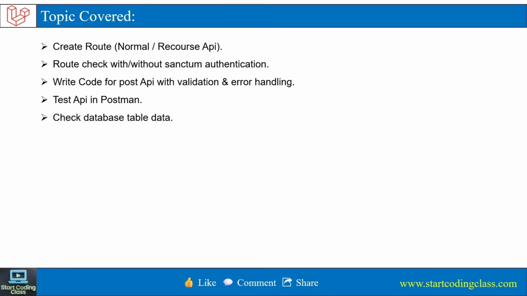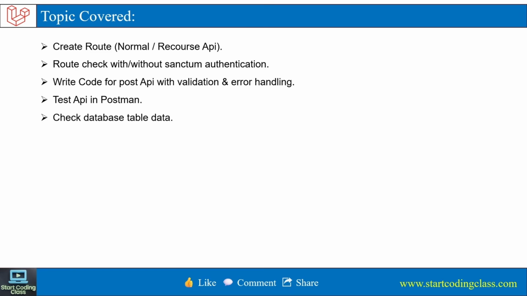So by the end of this video, you will know how to create a route. We will create a normal route and resource API route also, and check the route with and without Sanctum Authentication. Okay, and write code for POST API with validation and error handling. Then we are going to Postman and we will test the API, and after that we will check in the database whether the data is inserted or not.